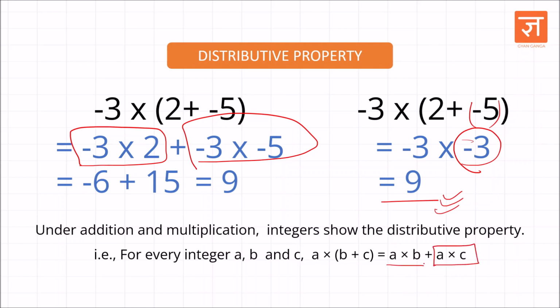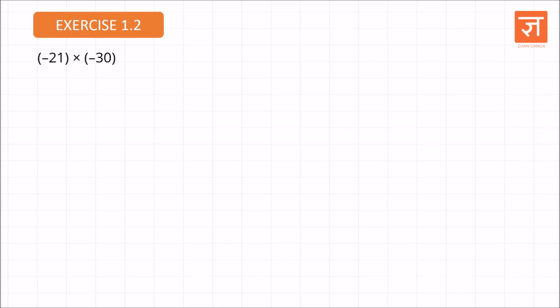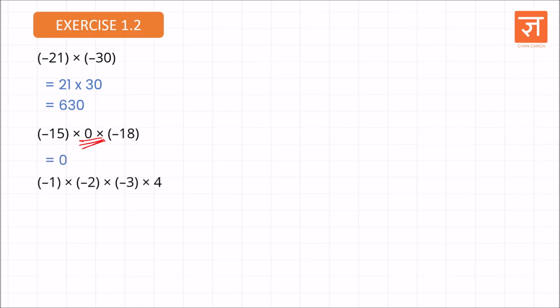Okay. So now let's do a quick exercise of minus 21 into minus 30. Minus gets cancelled. We got 21 into 30 and the result. Minus 15 into 0 into minus 18. 0 is there. Do you need any more seconds to get the answer? 0. Minus 1 into minus 2 into minus 3. So firstly, if we multiply these both, we get 2. 2 into minus 3.